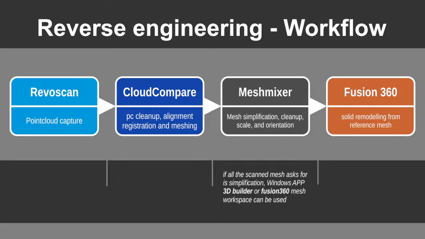So basically, Revoscan or whatever point cloud capture you have, then Cloud Compare. In this case, I'm using Cloud Compare, but if you use, for example, Reality Capture instead of Cloud Compare to build your point cloud, it will basically replace both Revoscan and Cloud Compare, and the capture would be photography. And then well, the process would be the same.